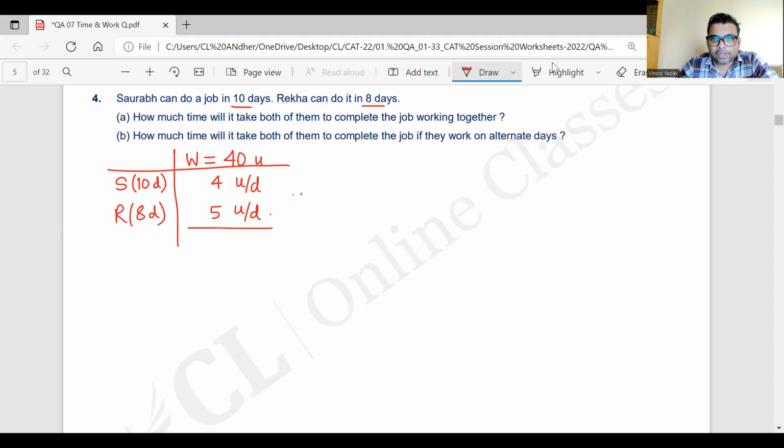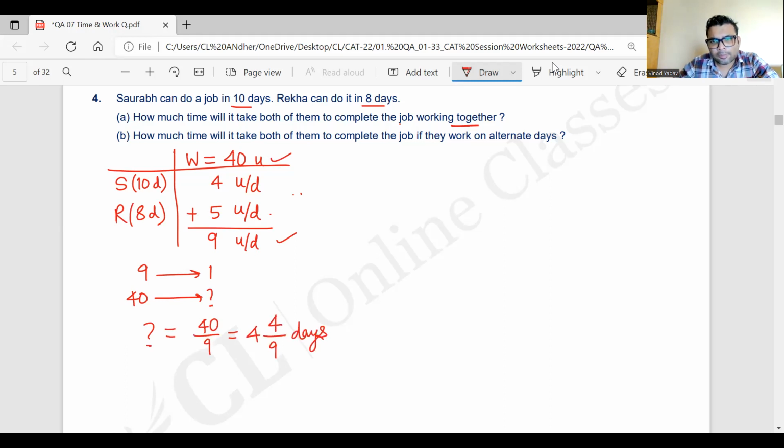Alright. How much time will it take when both of them work together? Means now 9 units are getting done every day. So 9 units in one day. So 40 units in how much time? Correct? 9 units in one day. So 40 units in how much time? Oh, you cross multiply, ultimately this upon this, right? So time taken is 40 divided by 9. 9 fours are 36, remainder 4. So 4 and 4 by 9 days. Okay. So first part done. You can do it by that 1 by 10 plus 1 by 8 method also, friends. But this is better, comfortable numbers.